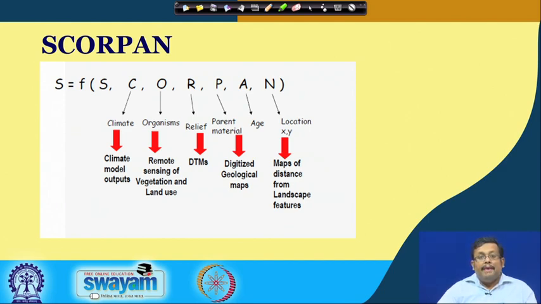So, basically maps of distance from landscape features. You can see all the required data or predictors in this SCORPAN+e model can be compiled in a digitized format. That is why this mapping technique is called digital soil mapping. All the required information, or the predictor variables required for predicting a particular soil property, can be gathered in digitized form, and that is why this type of mapping technology is called digital soil mapping.